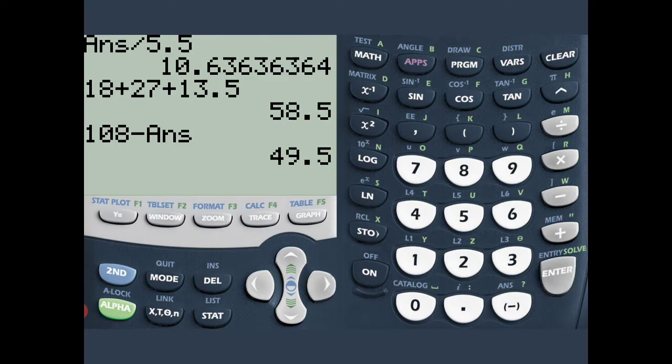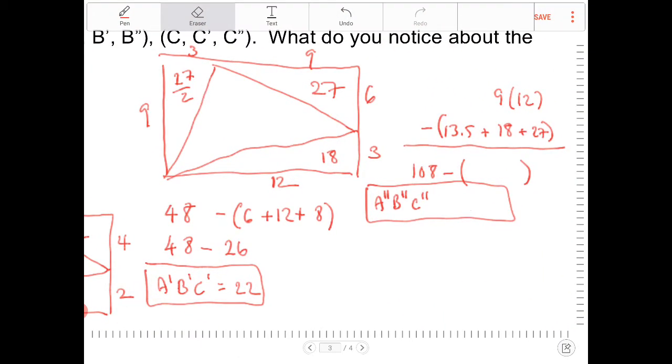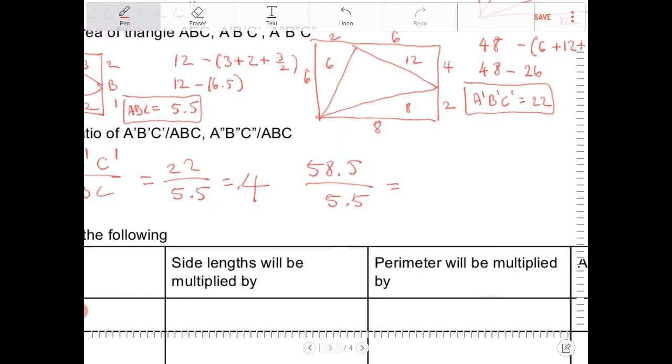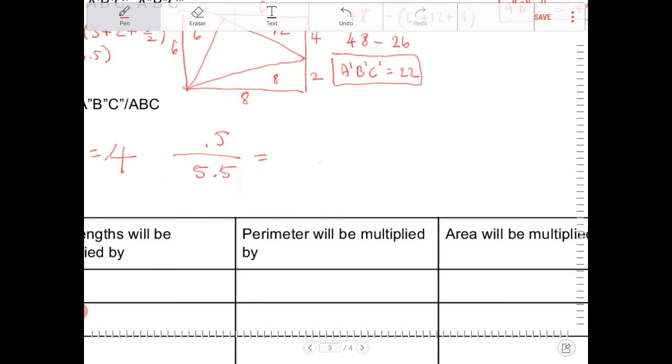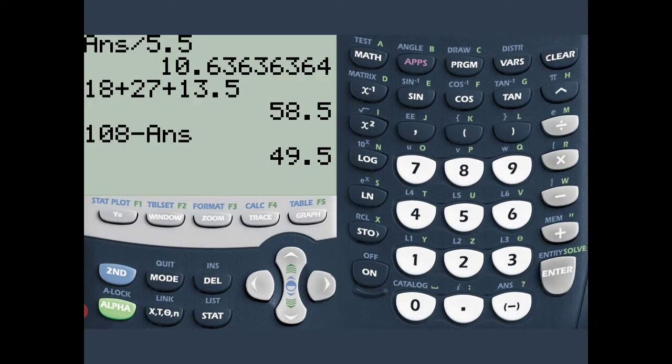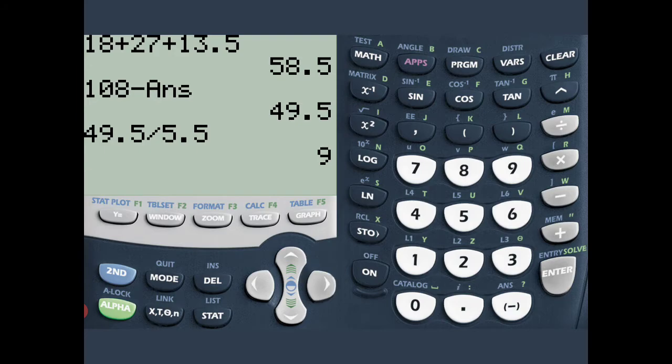And that would be 49.5. So 58.5, and then this would be 49.5. Okay, so then I would take 49.5 and divide by 5.5. So if I take 49.5, divide by 5.5, I'll end up with 9.